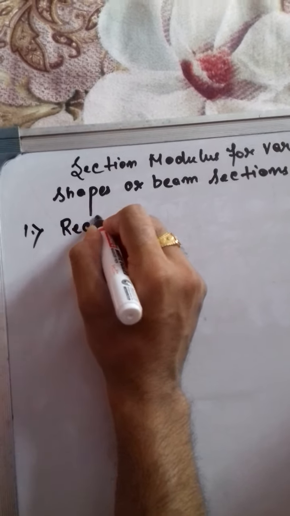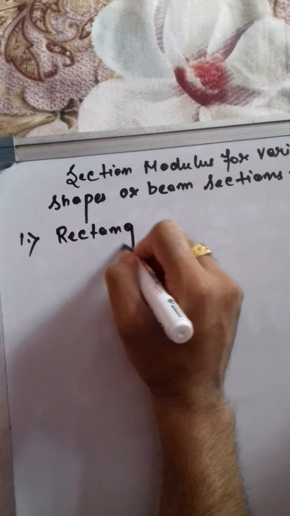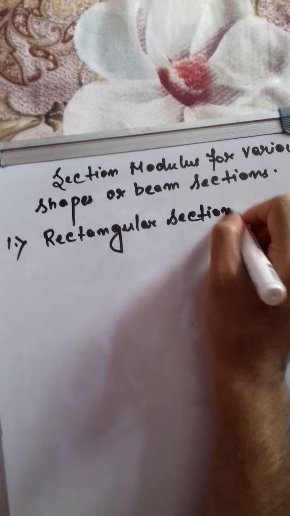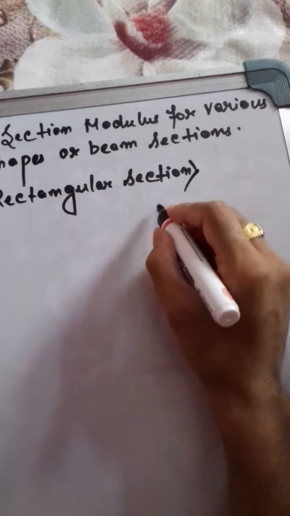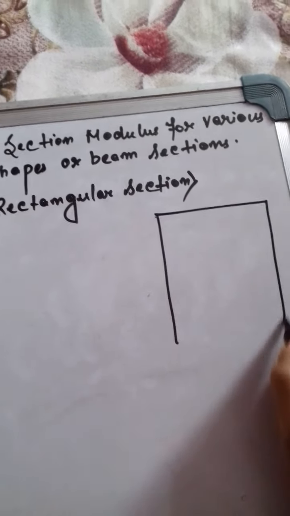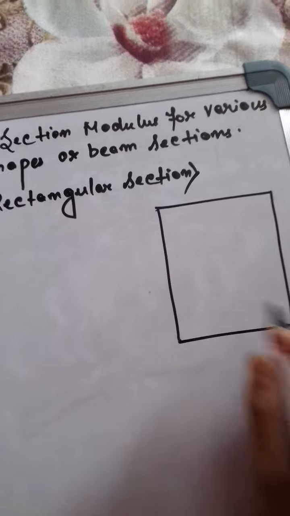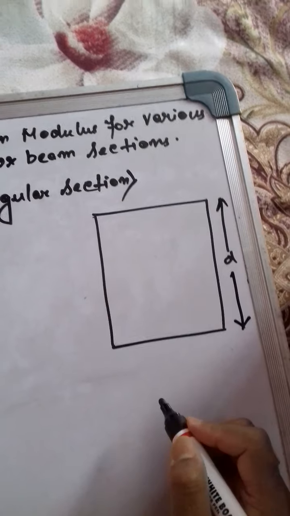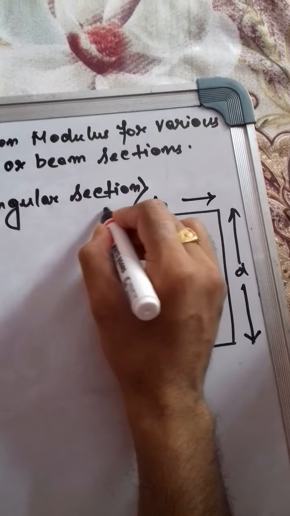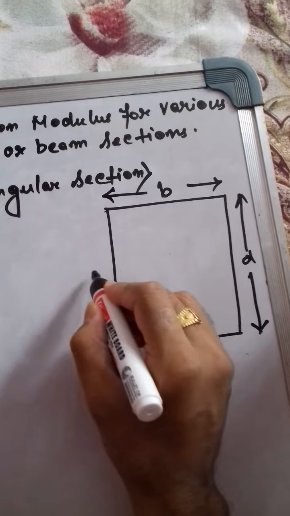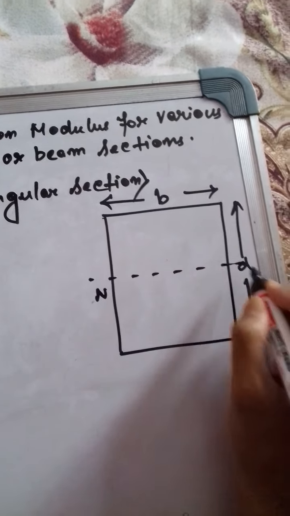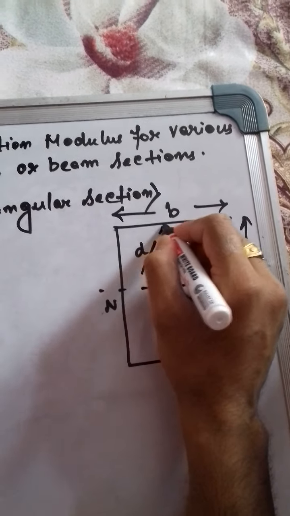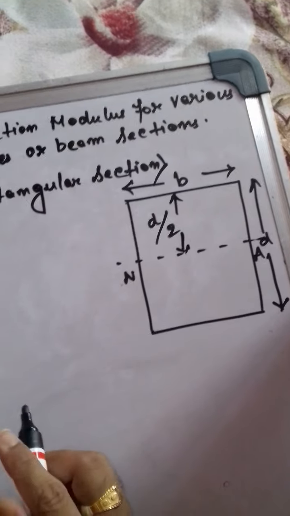First of all, let us do it for a rectangular section. So if we want to do it for a rectangular section, let us draw the basic figure. This is a typical rectangle where the overall depth is small d and this is the width of the section. Now if this is the neutral axis, then the distance of the outermost layer from the neutral axis will be equal to d by 2, right?